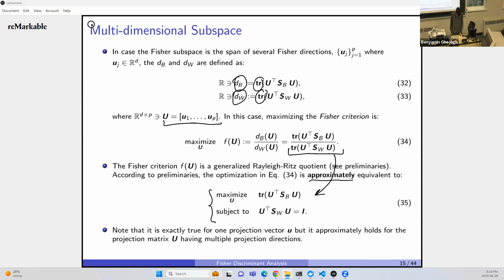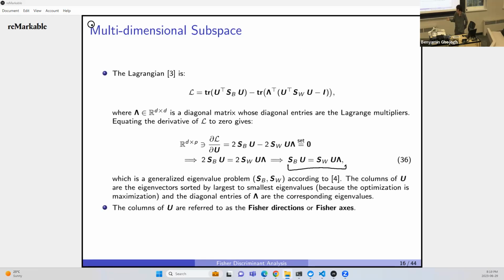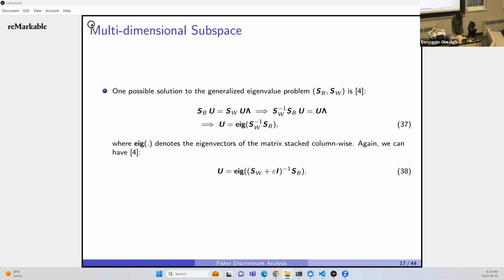Then Lagrangian, take derivative, set it to 0. You will end up with this, very similar to its vector format. And what is this? This is the generalized eigenvalue problem, SB-SW. Again, I can convert it to an eigenvalue problem, whose solutions will be eigenvectors of SW inverse SP. And again, the columns of U now are the Fisher directions or Fisher axes. As I said, we can convert it to an eigenvalue problem by SW inverse SP, but SW might be singular, so I strengthen its main diagonal.